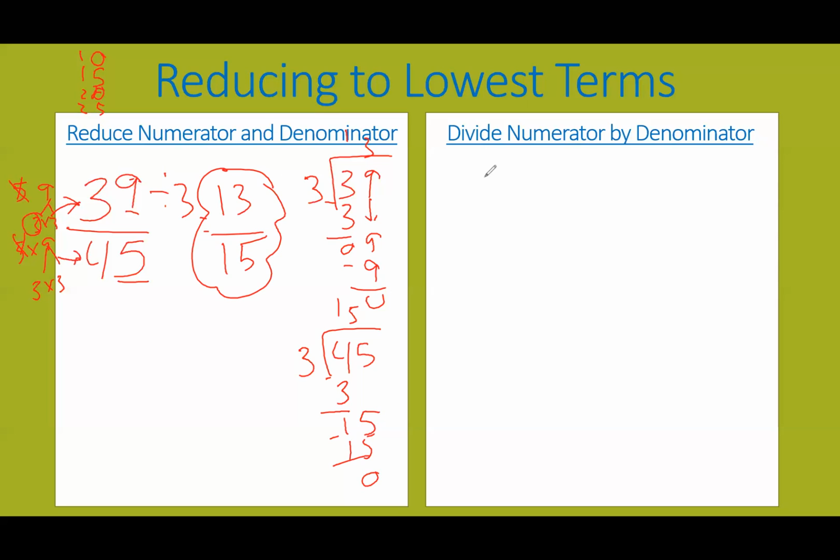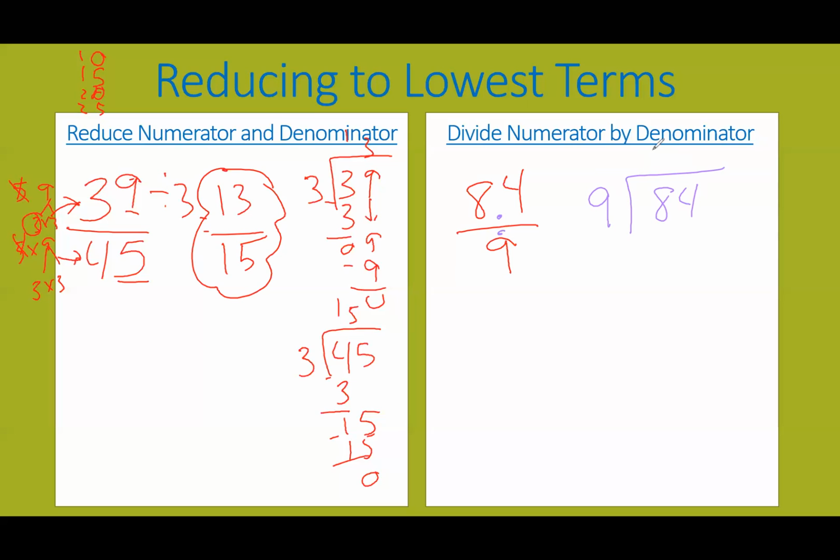How about this one? Another challenging one. 84 ninths. Remember, this is a division problem. 84 divided by 9. Go ahead and pause your video and let's see what you get.